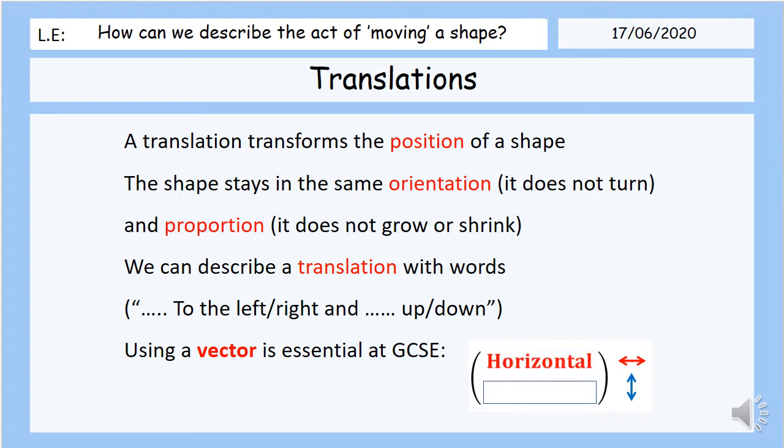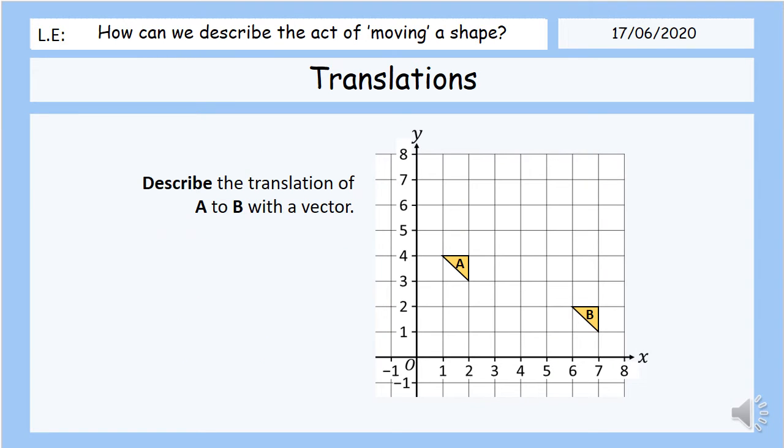So we give the movement in the horizontal direction, or the movement in the x, on top, and then we give the movement in the vertical direction, up or down, or in the y, on the bottom. So you have your movement in the x-axis on the top and the movement in the y-axis on the bottom. So a couple of examples to talk to you about then.